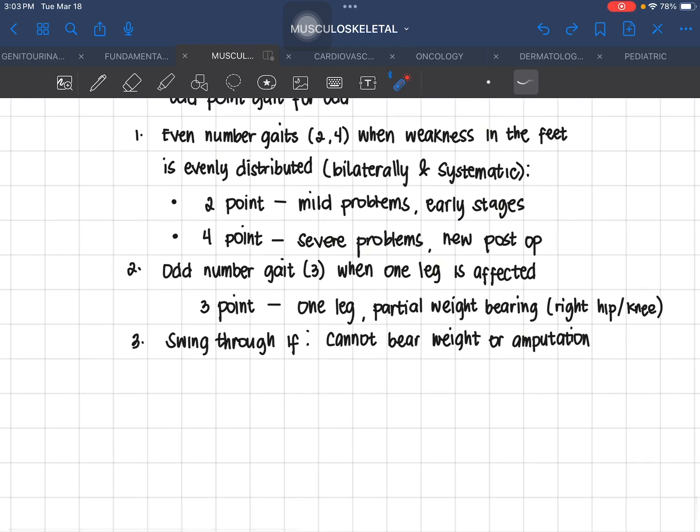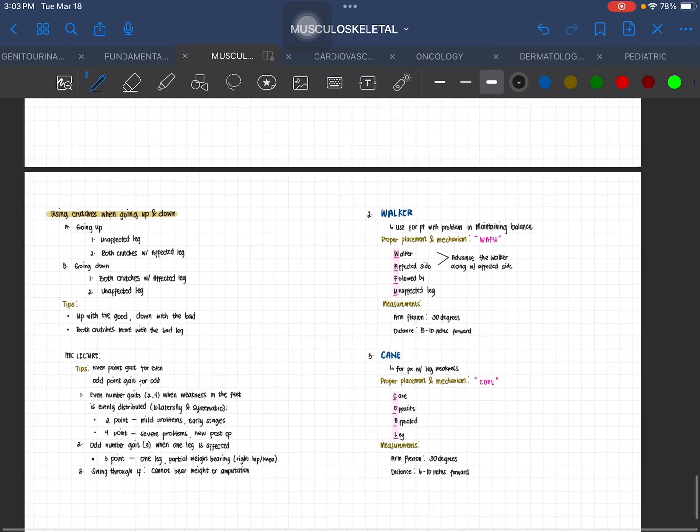yan lang naman yung tatandaan natin. 3 for partial weight bearing, and then yung mga one leg lang. And then swing through kapag hindi ka nakakapag-bear ng weight, at saka yung mga amputees na yan, amputation.